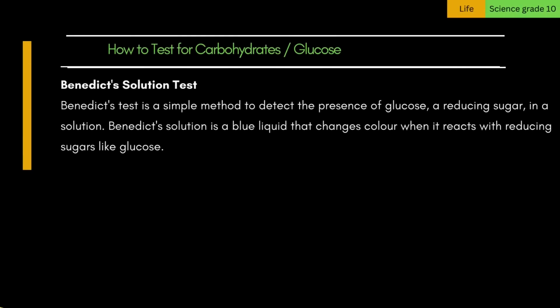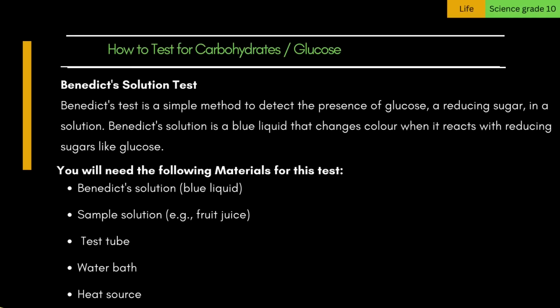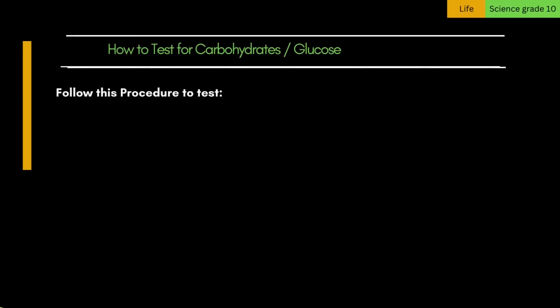How to test for carbohydrates or glucose. Benedict's solution test. The Benedict's test is a simple method to detect the presence of glucose, a reducing sugar, in a solution. Benedict's solution is a blue liquid that changes color when it reacts with reducing sugars like glucose. You will need the following materials for this test. 1. Benedict's solution, blue liquid. 2. Sample solution, e.g., fruit juice. 3. Test tube. 4. Water bath. 5. Heat source. Follow this procedure to test.